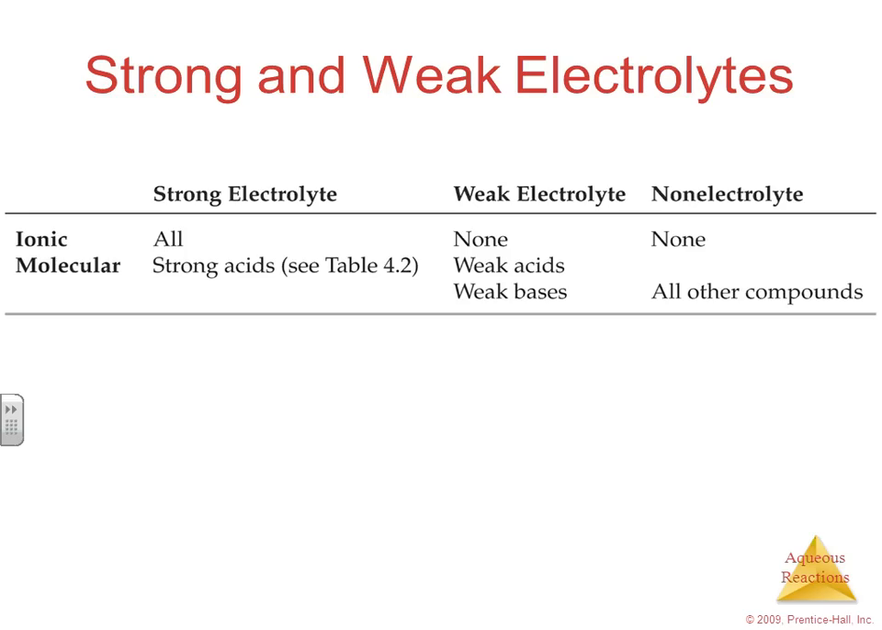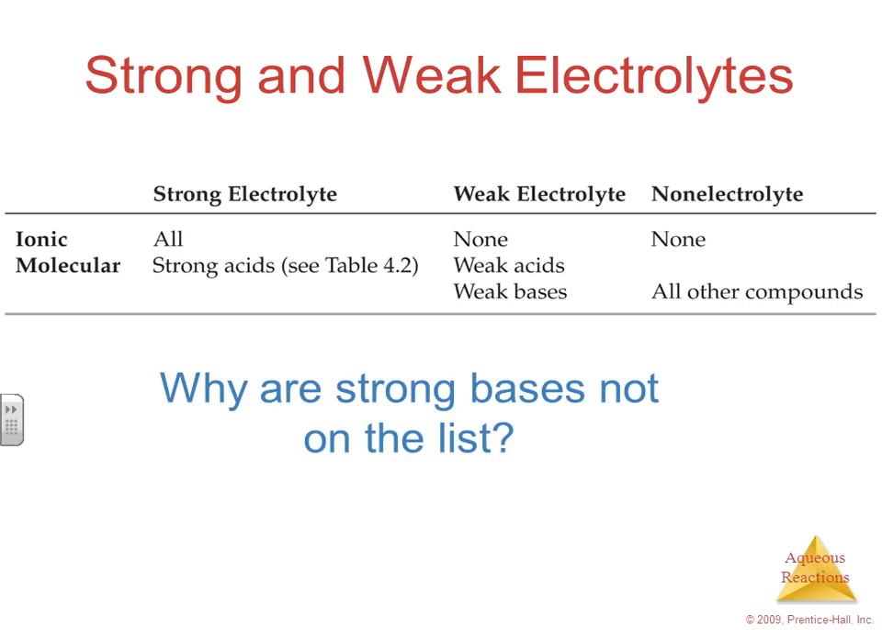Now, your non-electrolyte category is really just going to be molecular substances that aren't strong acids or bases or weak acids or bases. All other molecular compounds are going to be in the non-electrolyte category. And it's another reason why it's so important you know your strong and weak acids and be able to identify something as an acid or a base or a molecular substance.